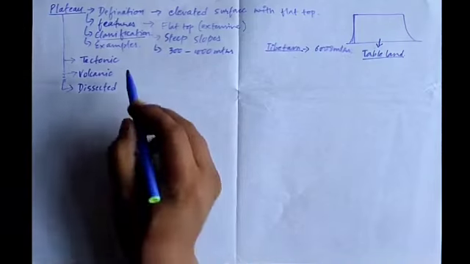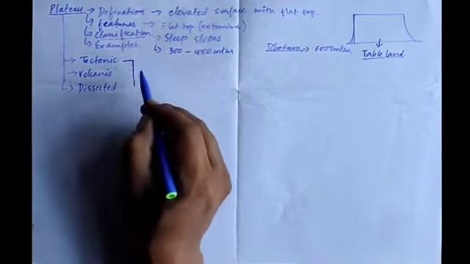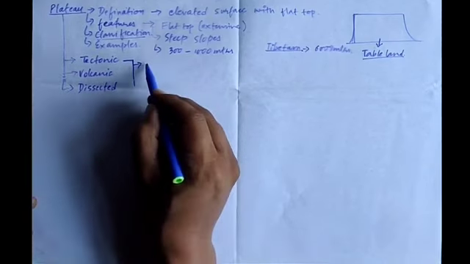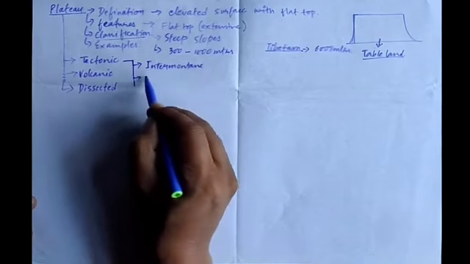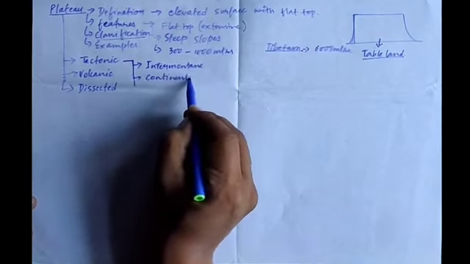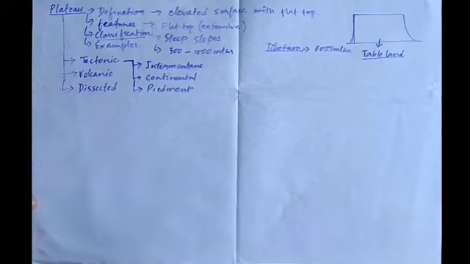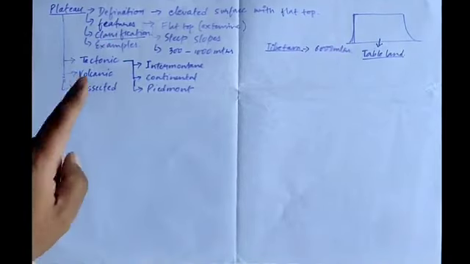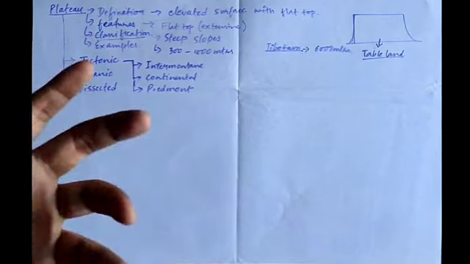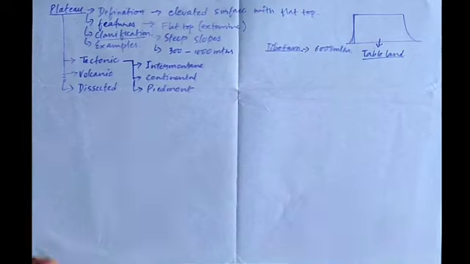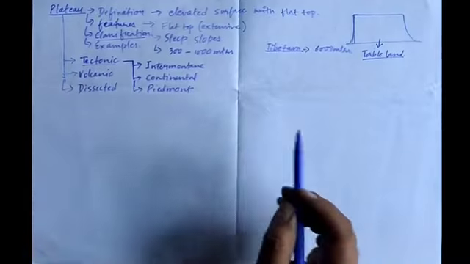Now the tectonic plateaus are also further classified into many smaller groups, or subdivisions we can say. So that is the intermountain plateau. Next we have the continental plateau, and the third one is the Piedmont plateau. Yes, so the tectonic plateaus are classified into these further subdivisions. Now let us see the different types of plateau individually. So the first one is the intermountain plateau.